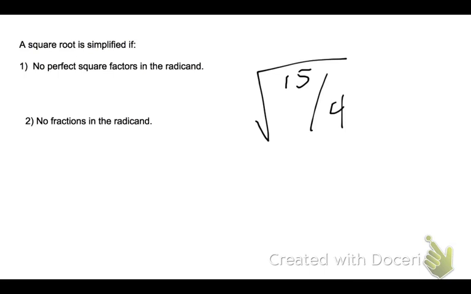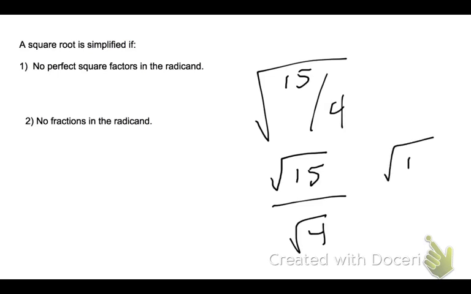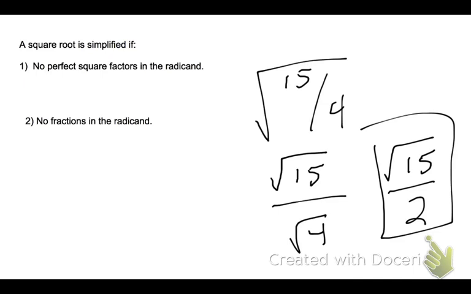The radicand is 15/4. We would need to take this further, and in this case we could just break it up into the square root of 15 over the square root of 4, but the square root of 4 is 2. So now all we have is the square root of 15 over 2. There's no fraction in the radicand. There's a fraction in the problem, but the radicand is just 15 now, so it's represented properly.